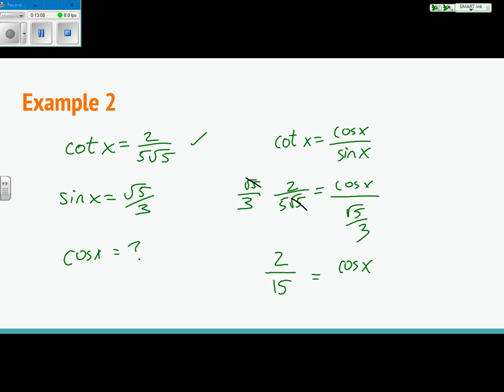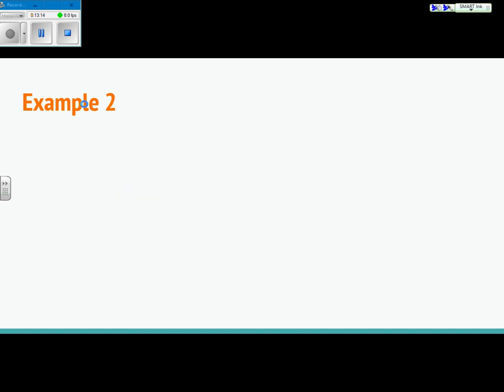All right, let's do one more. You guys work this one on your own. You get it set up. Secant x equals 5/4, and tangent x is going to equal 3/4. I want you to find sine x.